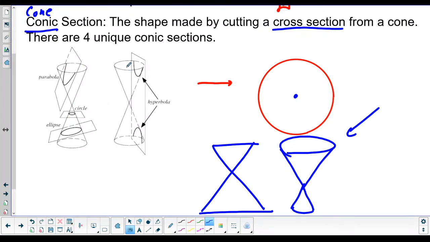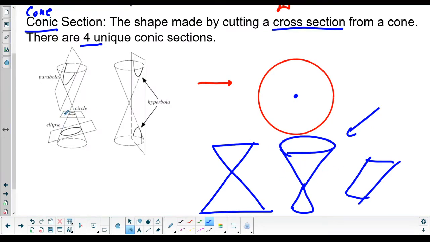The way you get your conic sections, the four of them, is by taking a plane. So you take basically like a piece of paper, right? And then you slide this thing through the cone and slice it. And then you look at what shape the slice is.